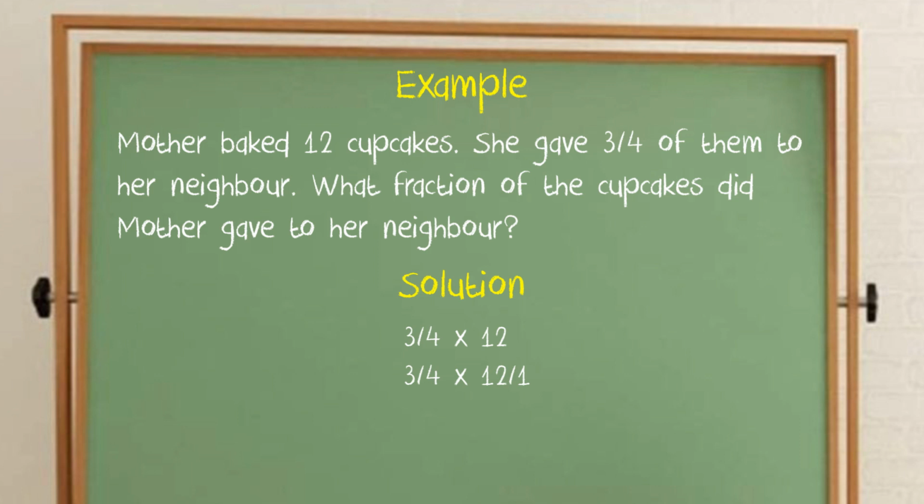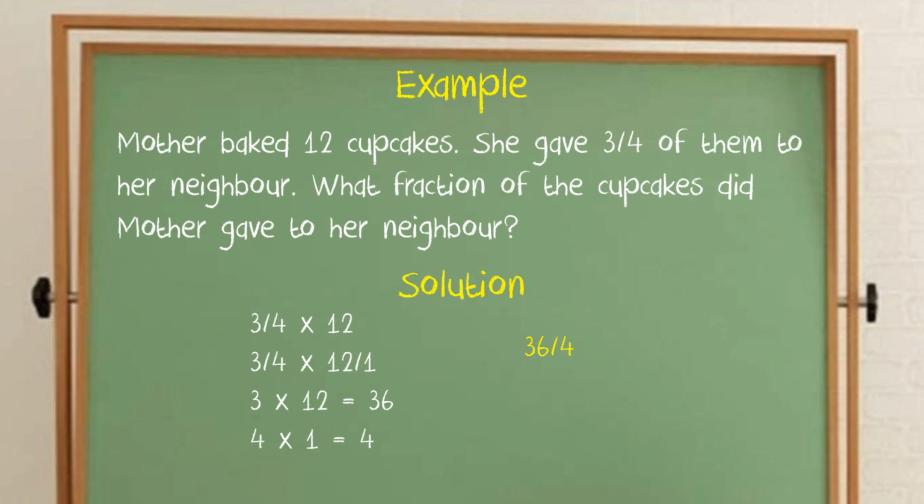Now we can work. So we will multiply the numerators. The numerators are 3 and 12 respectively. Then you have the denominators 4 and 1 respectively. 3 times 12 will give us 36. 4 times 1 will give us 4. So our denominator becomes 4 and our numerator becomes 36.